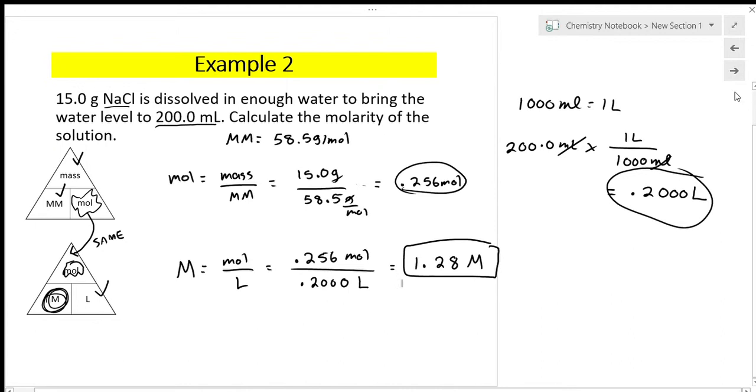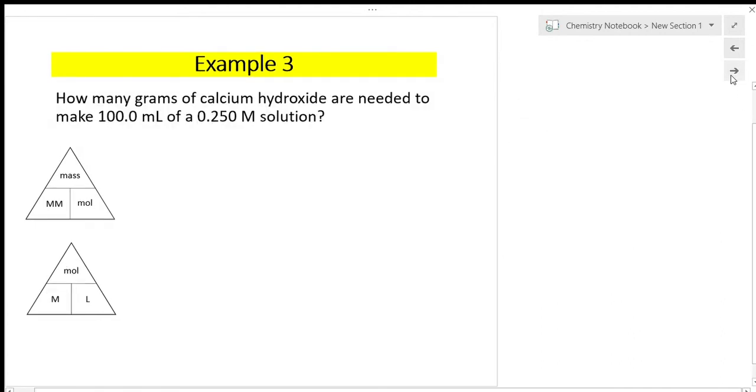Let's take a look at example number 3. Now, example number 3 is kind of a special problem because this is what you guys are going to be doing in your molarity lab. So make sure you pay special note or special attention to this because this is the same math that's involved in that process. So for example 3, it says how many grams of calcium hydroxide are needed to make 100 milliliters of a 0.250 molar solution.